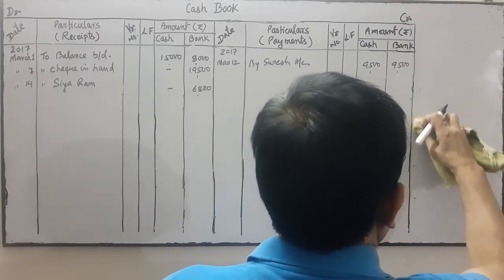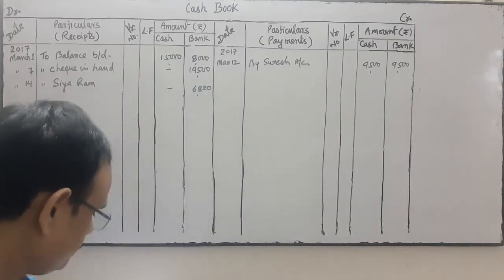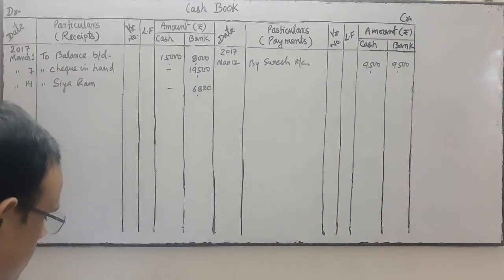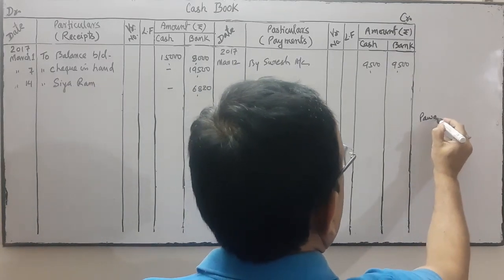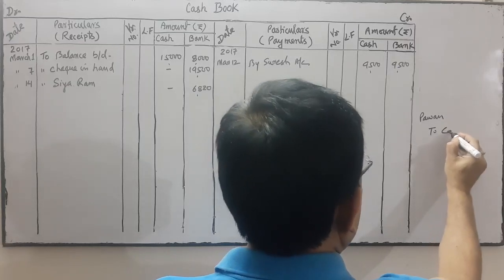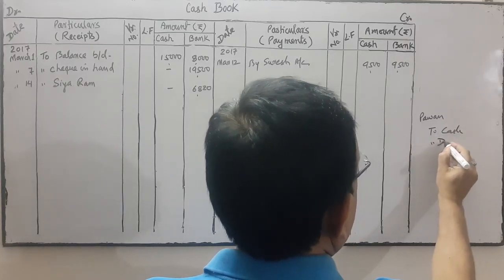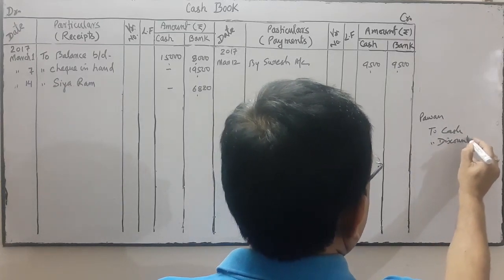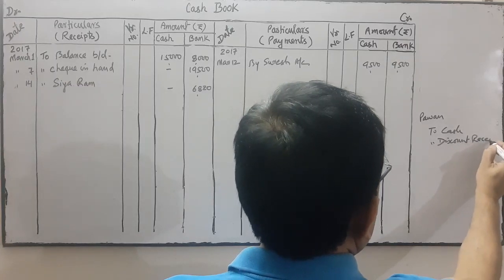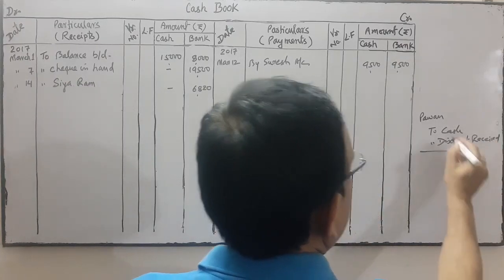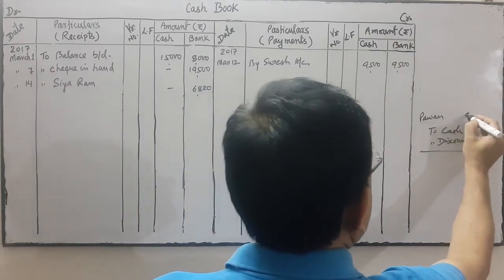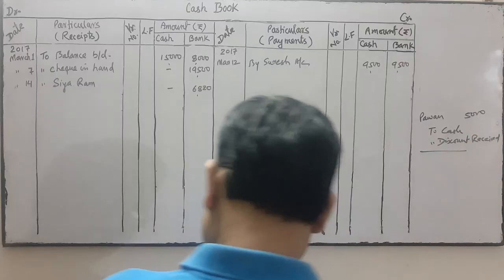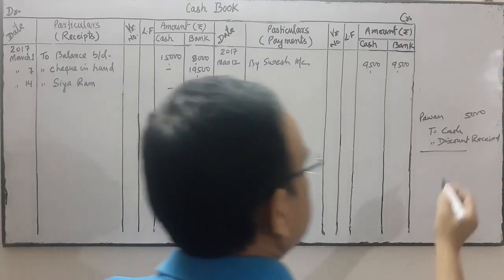Next, see the next one. Settled Pawan account of rupees 5,000 at a discount of 5%. So Pawan account debit to cash account, to discount received. Discount received. This is the journal. If you pass the journal, this will be the journal. So it's settled Pawan account of rupees 5,000 at a discount of 5%.